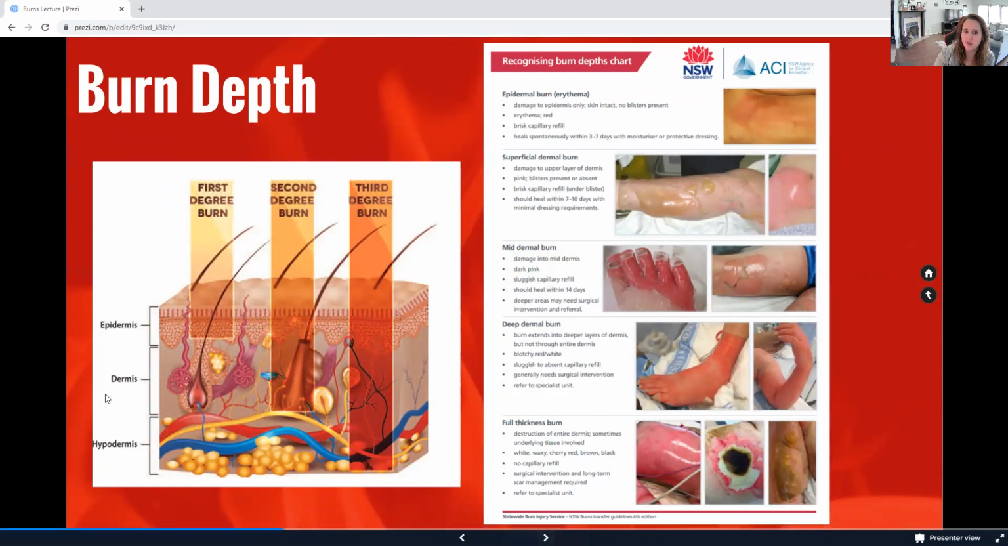I've got some pictures here for you guys that are visual learners, because I'm a visual learner too. I like to see things like this.